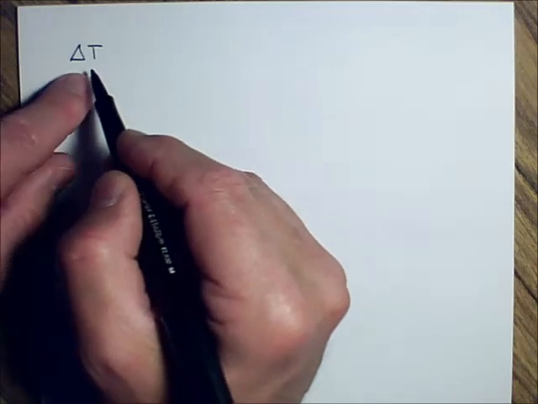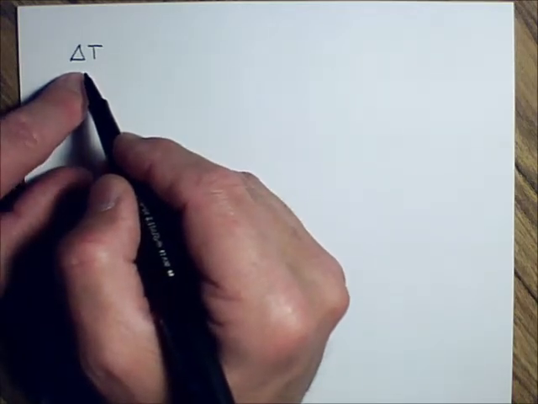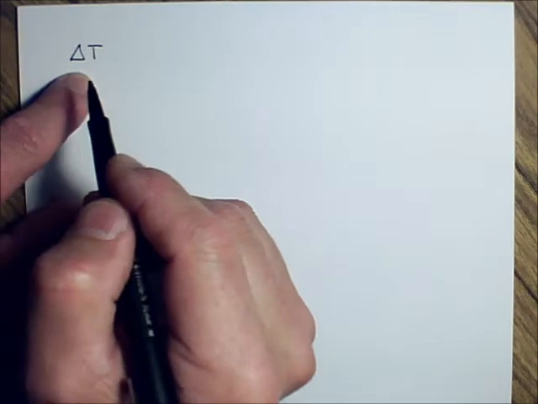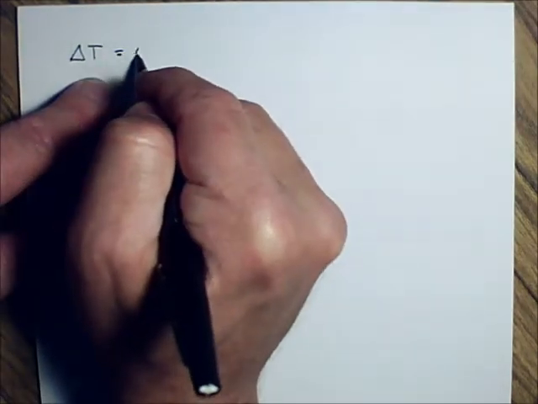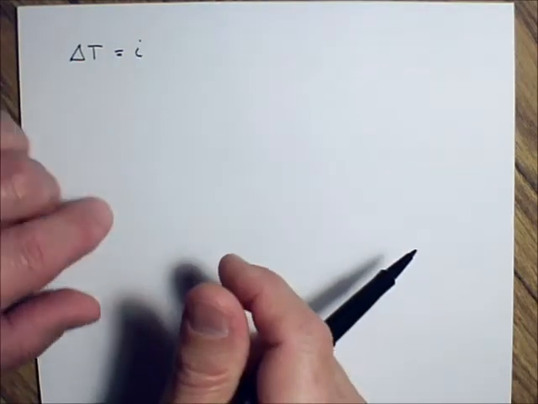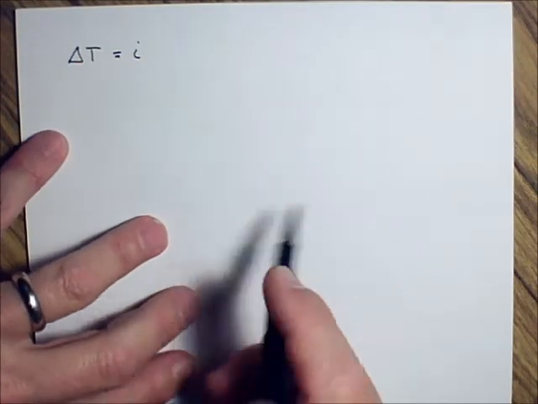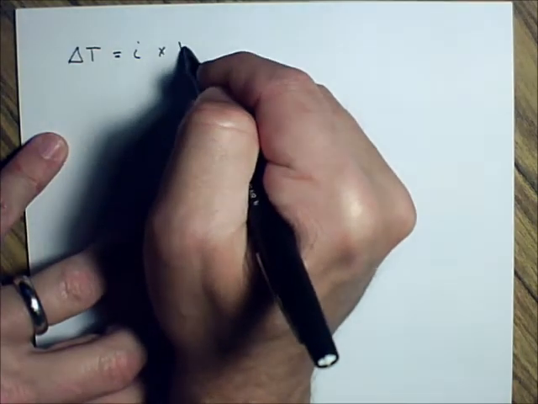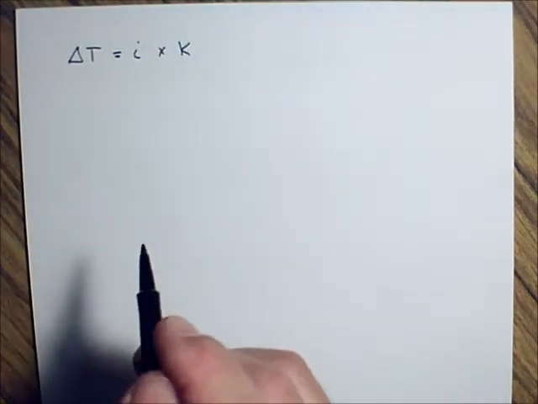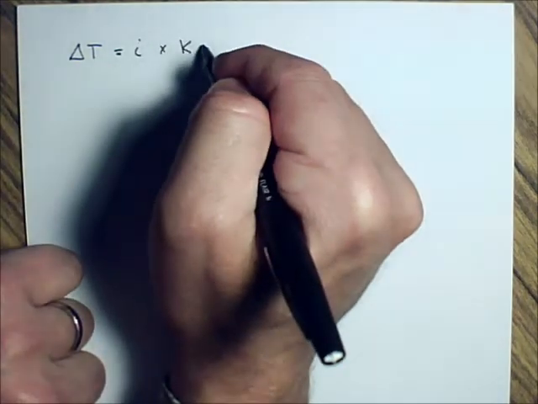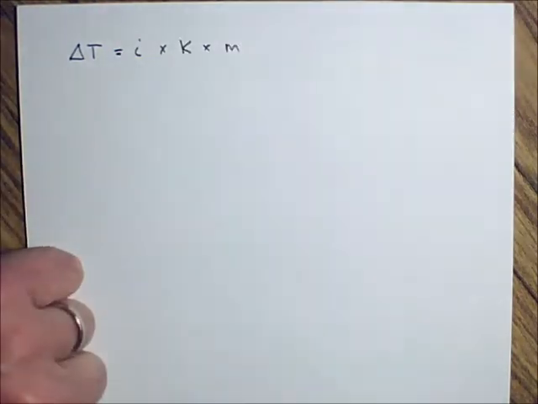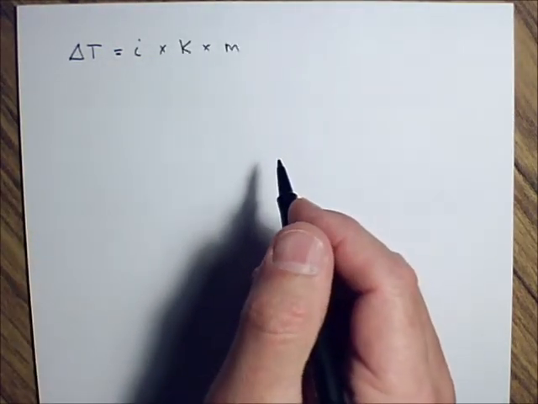So you first have to know the temperature of freezing or boiling of the pure solvent. But the change in that temperature of freezing or boiling is equal to the Van't Hoff factor, times a constant for that particular solvent, times m, which is called the molality.